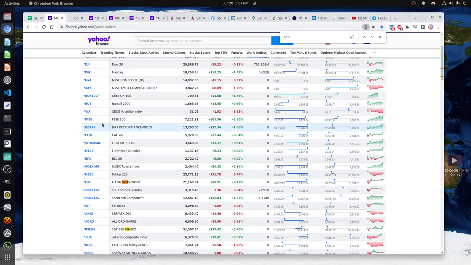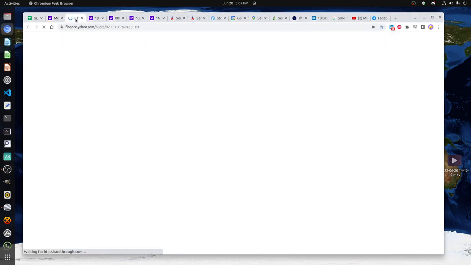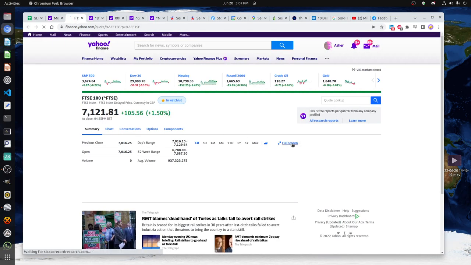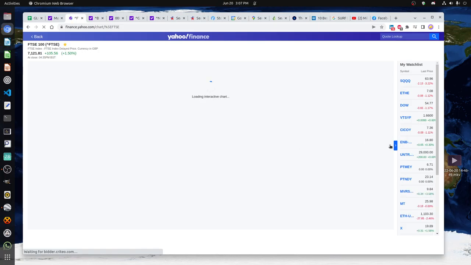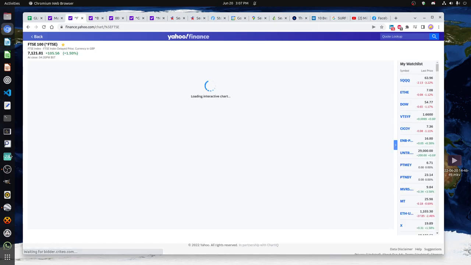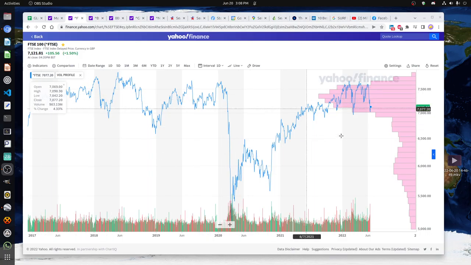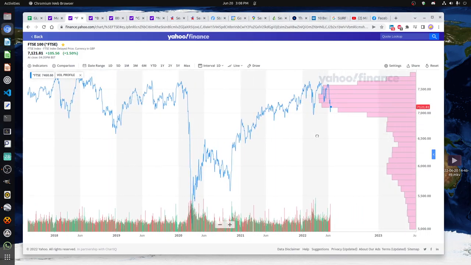So next I'm going to do the FTSE 100. This is the London Stock Exchange. Interestingly, they're very conservative compared to the American economy, right? You can see that they really dropped hard, and then they didn't really come back, and they're still at a level down in here.